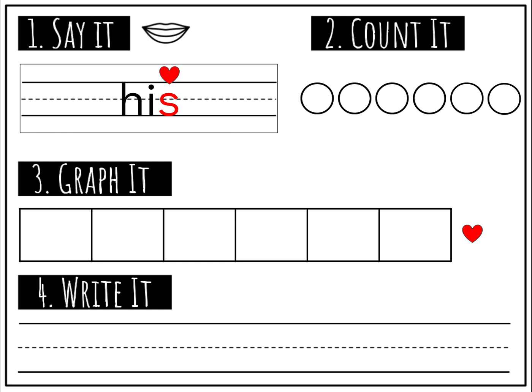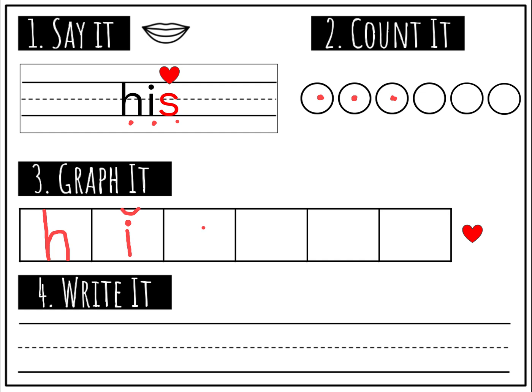H-I-S, his. And there's a heart above the S, so I wonder why. When I sound out his, I hear h, I, z. I hear 3 sounds. So that means 3 boxes when we graph it. The first sound is spelled with, that's right, it's spelled with the letter H. The second sound, I, is spelled with the letter I, and it's a short I. His, I, z.